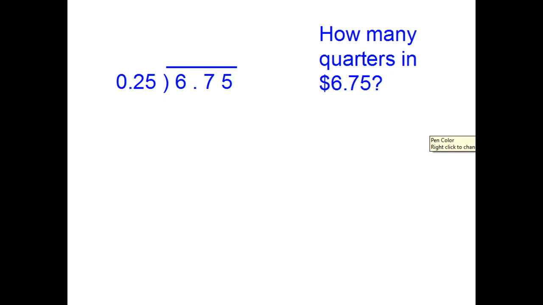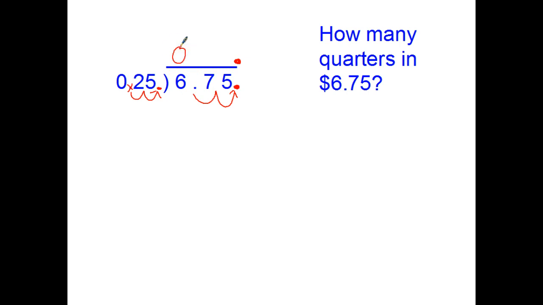How many quarters are there in $6.75? So I'm taking my 6.75 and I'm dividing by 0.25 because this is $6.75 and this is a quarter. Step one, move that decimal out of the divisor. So I had to move it over 2 spots. That decimal point's not there anymore. So I'm going to take this one and move it 2 spots. There's my new decimal point. I think I'm just going to go ahead at the beginning and put it up there so I don't forget it.